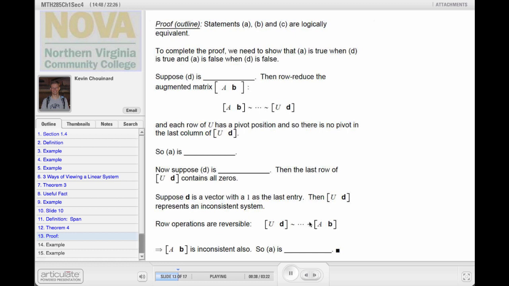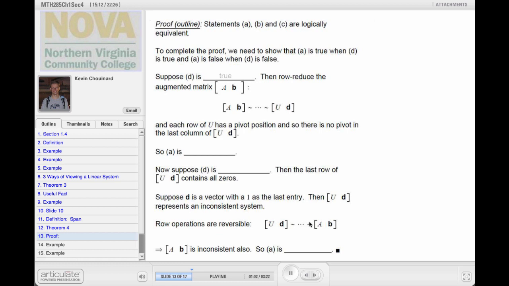So to show that these are logically equivalent, we need to show that these statements are either all true or all false at the same time. And since A, B, and C already go together, it's just a matter of showing that when A is true, D is true, and that when A is false, D is false. And vice versa, which is actually how it's written there. Alright, so let's start at the beginning here.